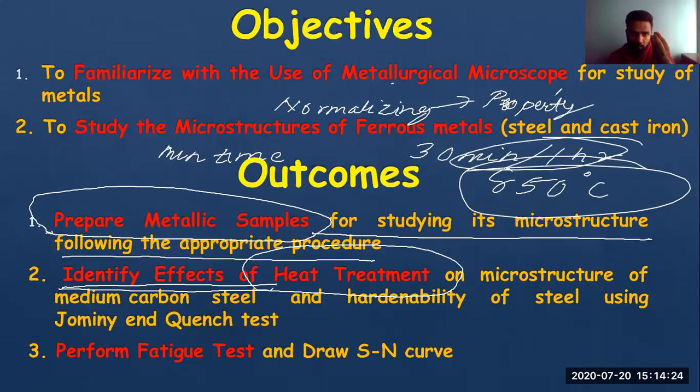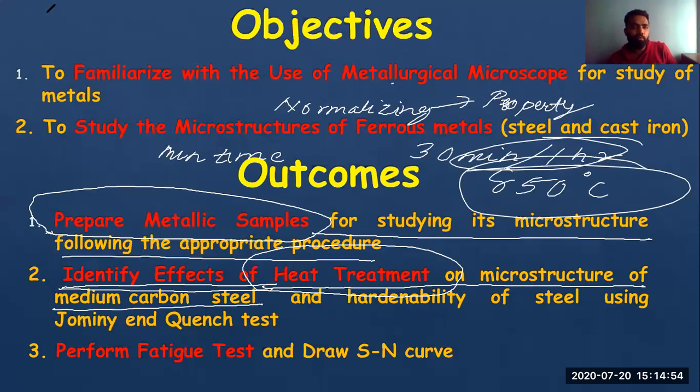If you cool it by air, the property will vary. If you cool it by water, the property will vary. And if the property varies, the performance of this microstructure, or this metal, will also vary. So what you have to do is identify the effects of heat treatment on the microstructure of medium carbon steel. You have to study the effects of heat treatment on medium carbon steel.